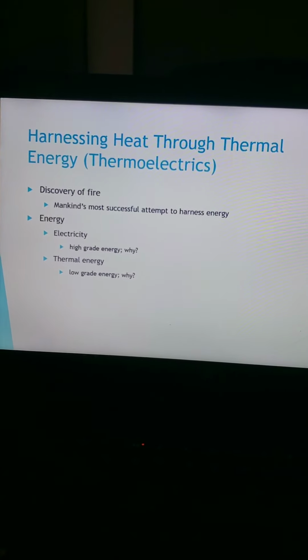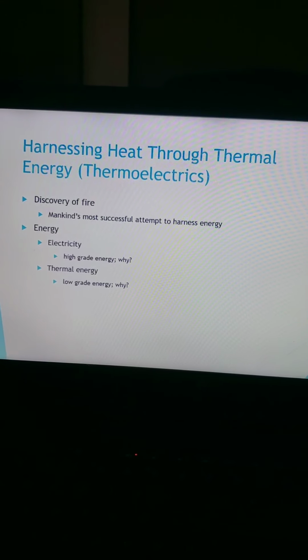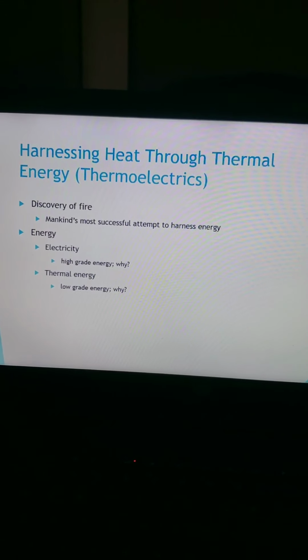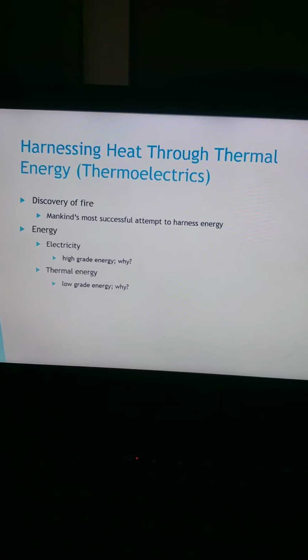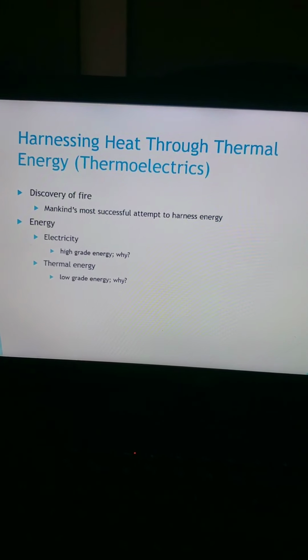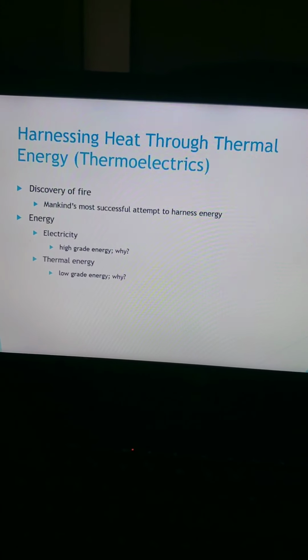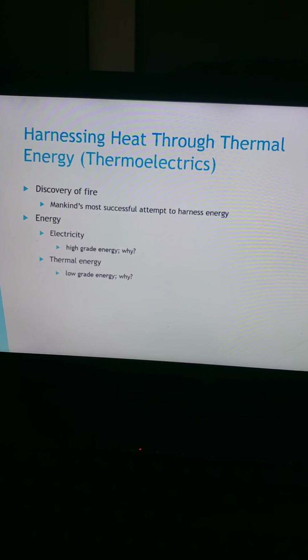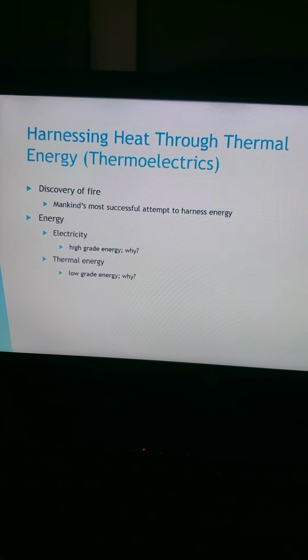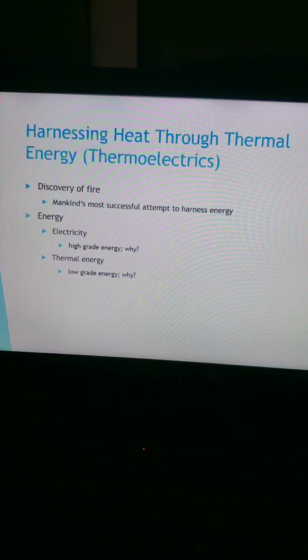The discovery of fire was mankind's most successful attempt to harness energy. How is this? Fire created portable warmth, it created light, protection, and it was a new way of preparing food.